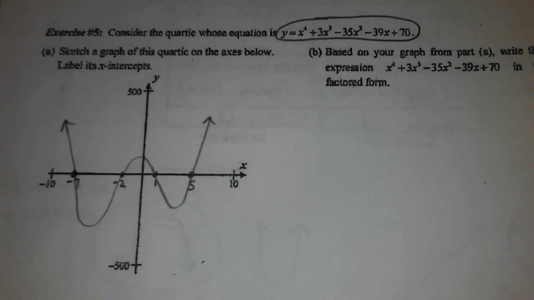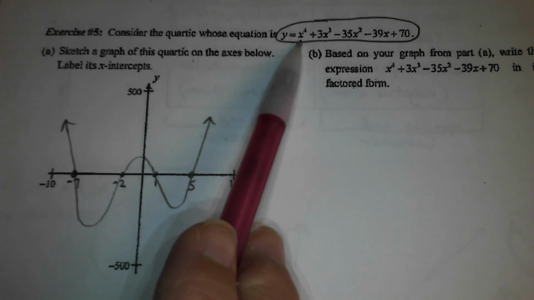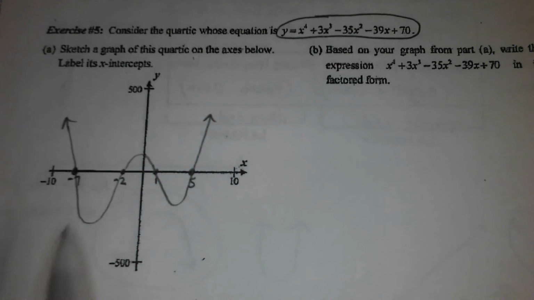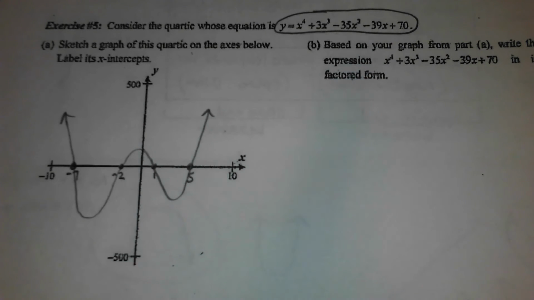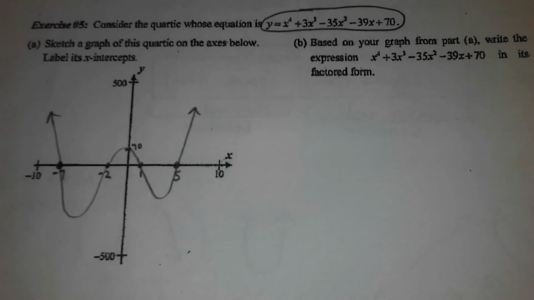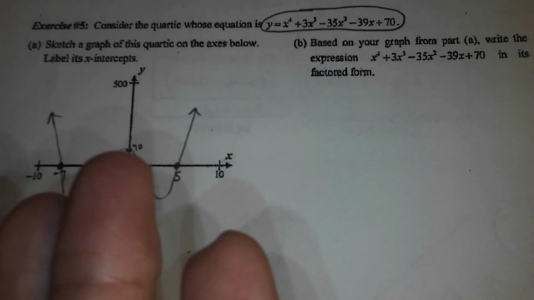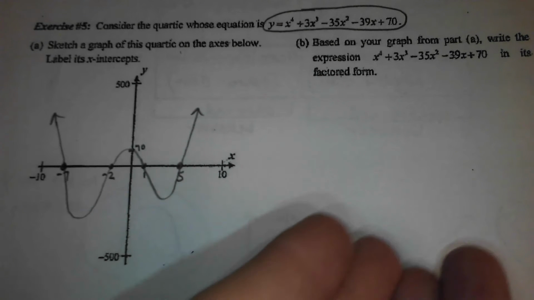But a couple things to note. Oh yeah, that makes sense. It's a positive even. Look at your equation, and you realize, oh yeah, it's opening up. That's great. You also do know your y-intercept is 70, so why not just label that 70? But the point is going backwards from your graph to your factored form.